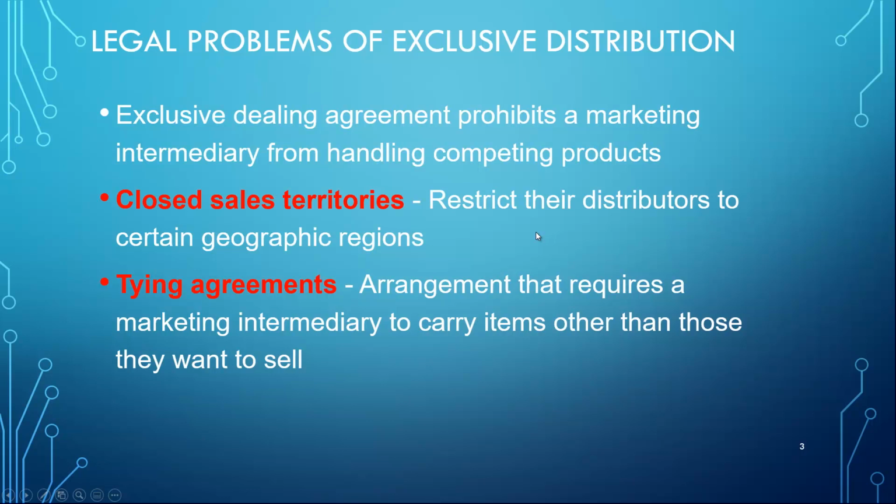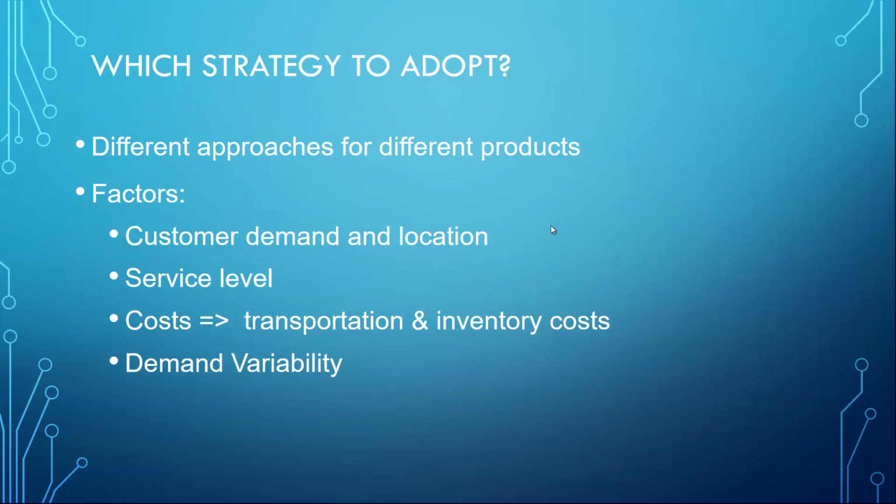There are legal issues that will be associated with exclusive distribution, and an agreement will be established to prohibit a marketing intermediary from handling competing products. Companies might include in the agreement closed sales territories, which restrict their distributors to certain geographic regions. A tying agreement might force a marketing intermediary to carry items other than what they want to sell.